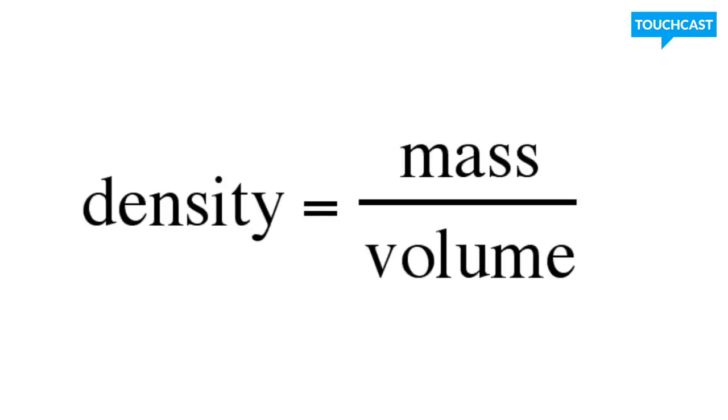Now, the method for calculating density is you simply use the formula: density is equal to mass divided by volume, which means to find the density, you just simply take the mass of an object, which is typically measured in grams, and divide it by the volume of the object, and that will give you the density.